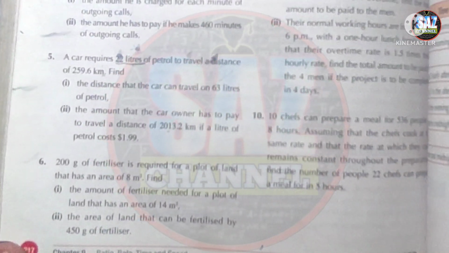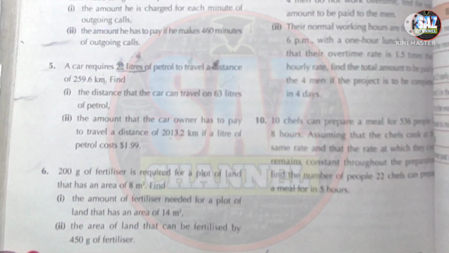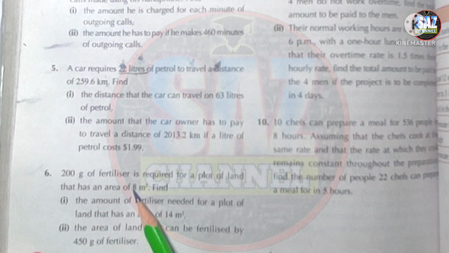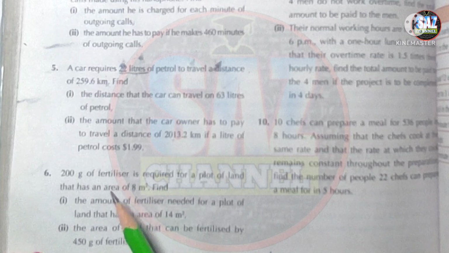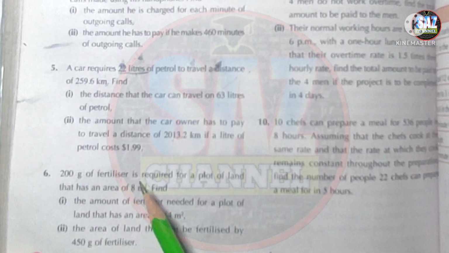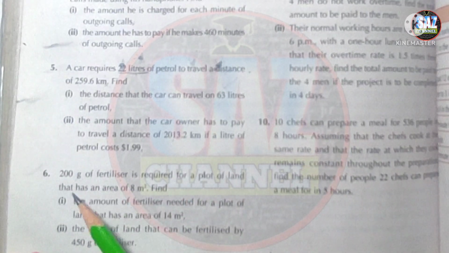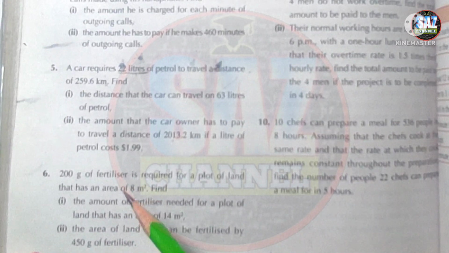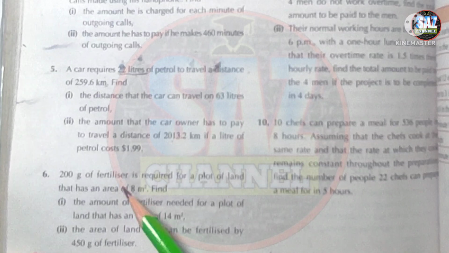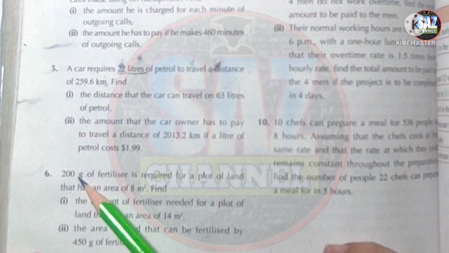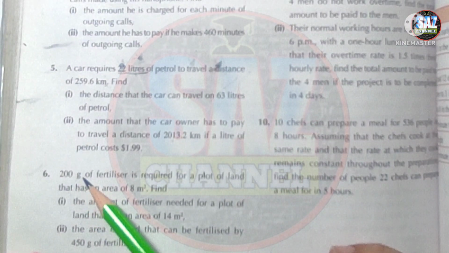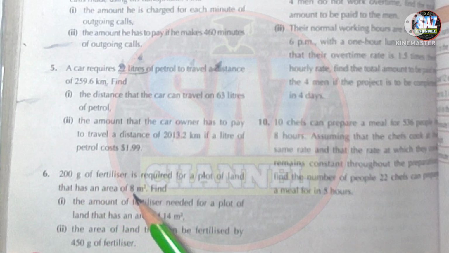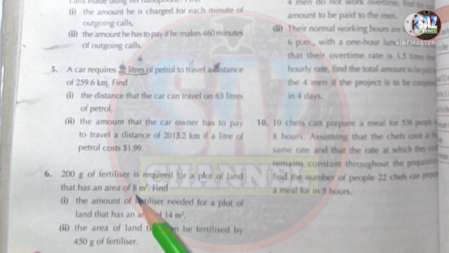Question 6 says that 200 gram of the fertilizer is required for the plot of land that has an area of 8 meters square. That means that for 8 meters square we need the fertilizer 200 gram, or how can we understand the same thing, that for 200 gram we can use 8 meters square area.